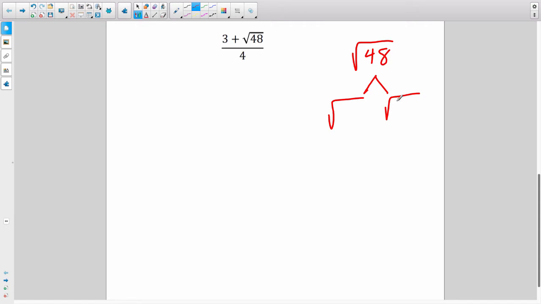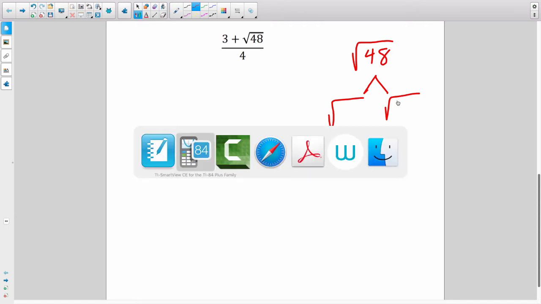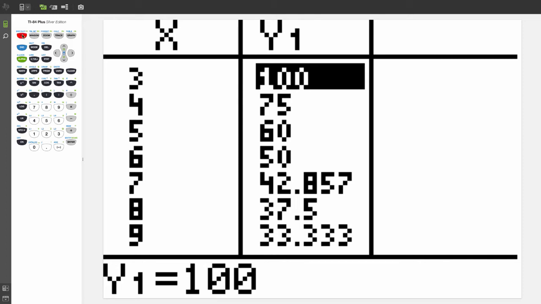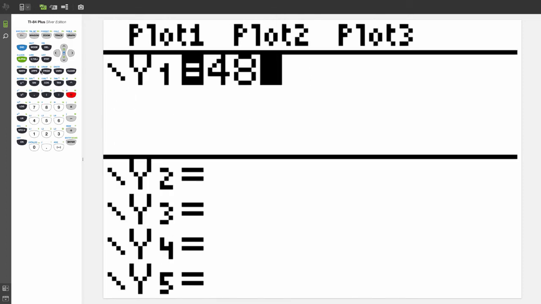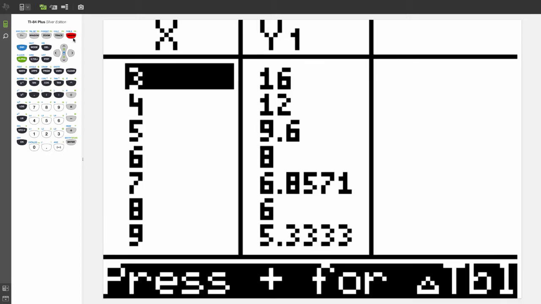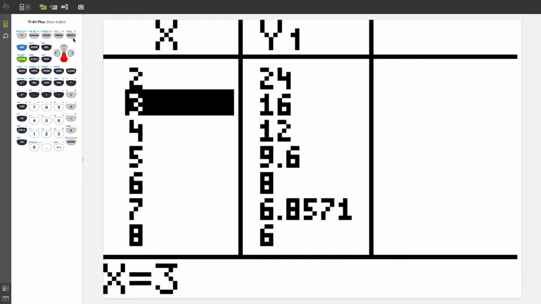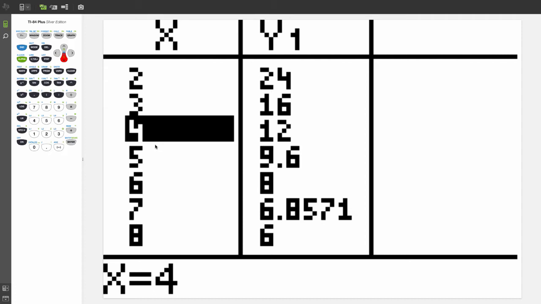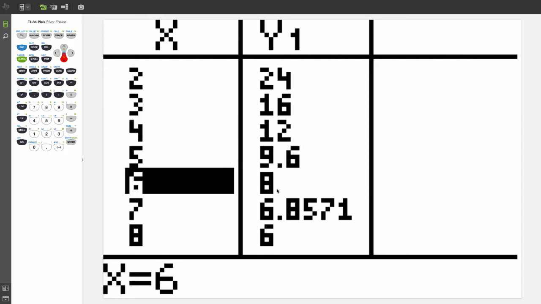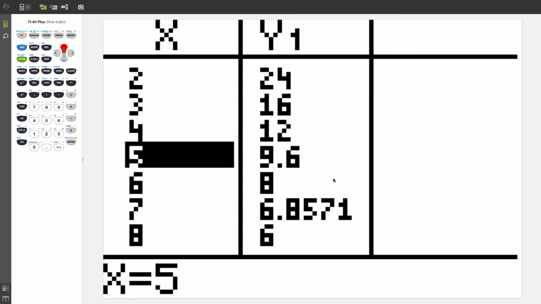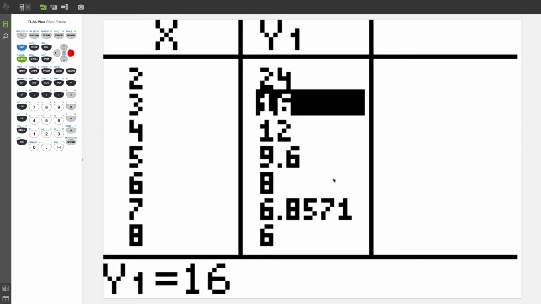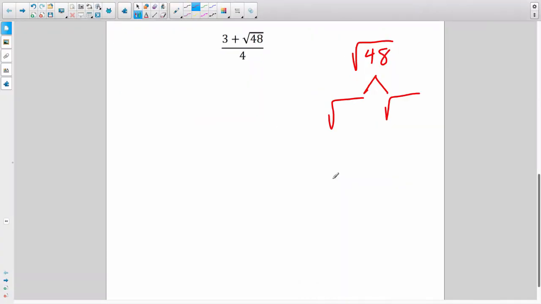What's the biggest perfect square you can find in 48? If you don't know, you can go to your calculator. Y equals 48 divided by x. Second graph for our table of values. What are the factors of 48? So I have 2 and 24, 3 and 16, 4 and 12, 6 and 8. Okay, is there a biggest square there? 16 for sure. So let's take this 16 here. I like that. Okay, 16 good house, 3 bad house.